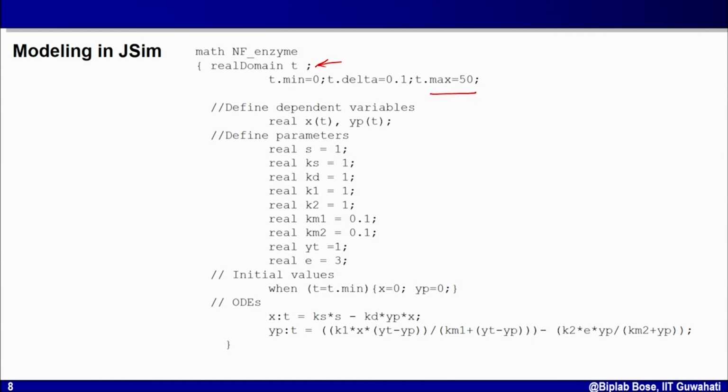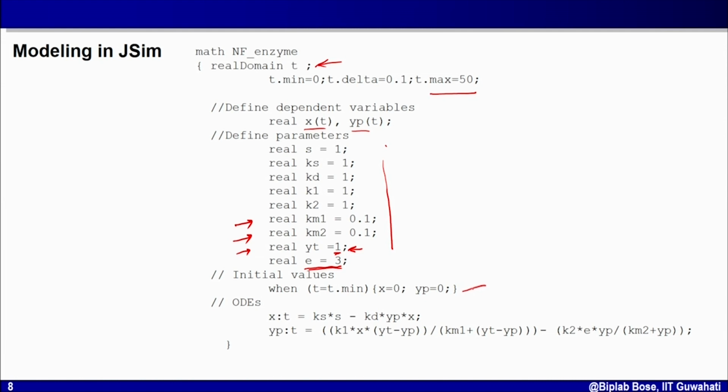I have two dependent variables here, YP and X, and then I have all the parameters. Remember these parameters, KM1, KM2 and YT will be critical. We can keep YT constant at 1. We will not change it much. Rather, we will change KM1 and KM2. So the ratio of KM1 to YT, KM2 to YT will change. So we will keep YT constant, we will change the Michaelis-Menten constant in our simulation. And also E, the amount of phosphatase, will vary in the simulation and we will see its effect.